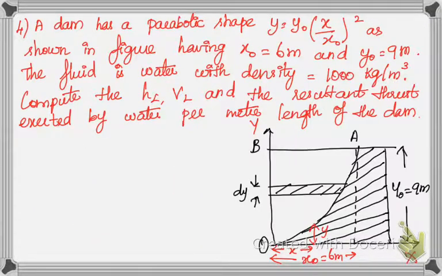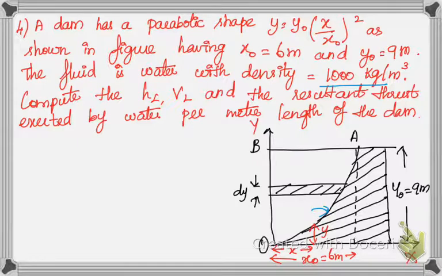The next problem is, a dam is having a parabolic shape and they have given the equation, which is y is equal to y naught into x by x naught the whole square. They have given that x naught is 6 meter and y naught is 9 meter. Fluid is water and it is having a density of 1000 kg per meter cube. So we have to compute the horizontal, vertical and the resultant thrust that is exerted by water per meter length of the dam. This is what is given in the problem.